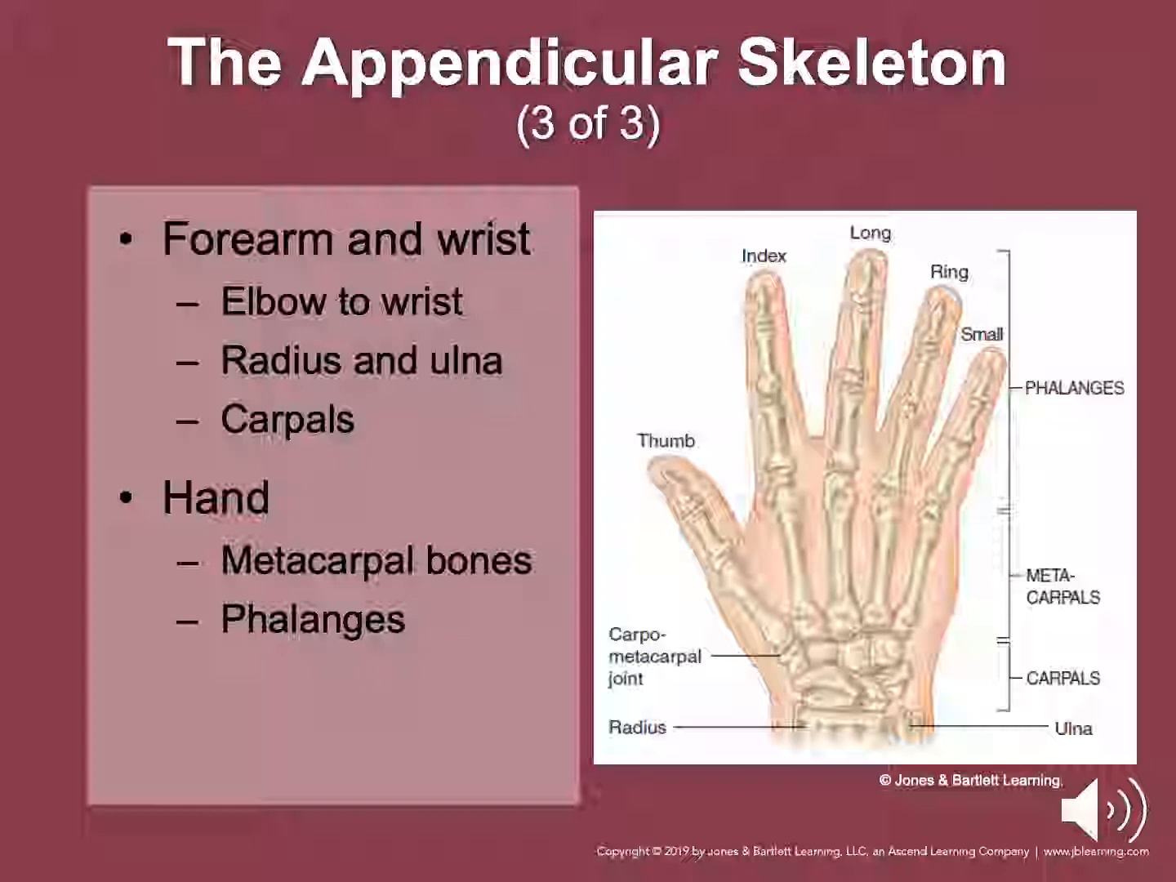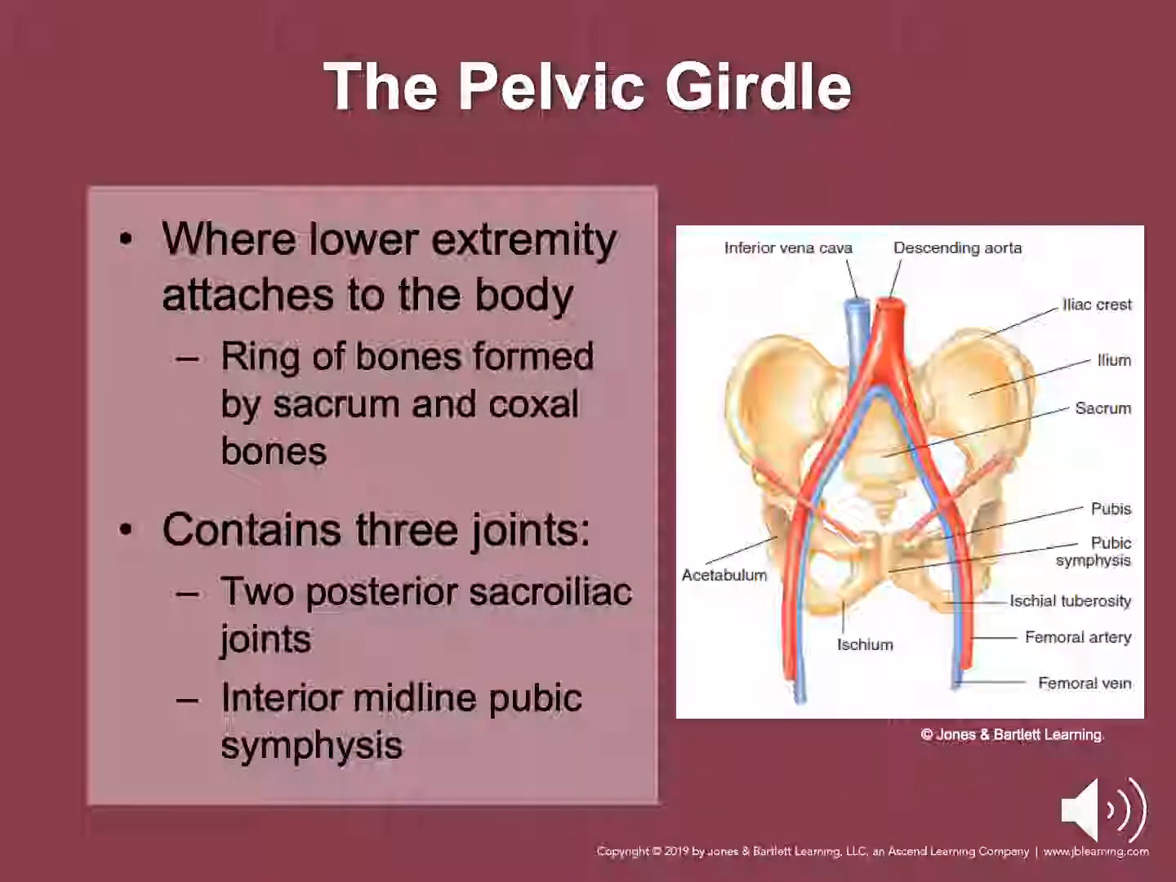The pelvic girdle, where the lower extremity attaches to the body, is the ring of bones formed by the sacrum and coxal bones. It contains 3 joints: 2 posterior joints, and the anterior midline pubic symphysis. These also help protect a lot of vital parts of the circulatory system, and that's your abdominal aorta and your inferior vena cava.